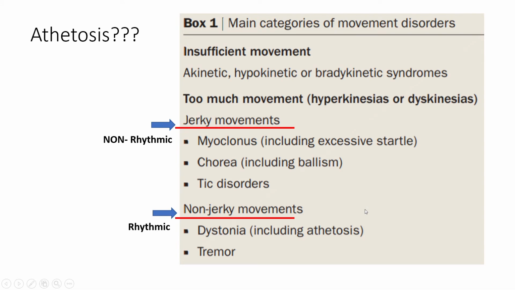Right. So what about athetosis? As I told you, according to the MDS, athetosis is classified under rhythmic movements and dystonias. But I will teach you athetosis now, because athetosis is often confused with chorea, and also athetosis is often present along with choreiform disorders.